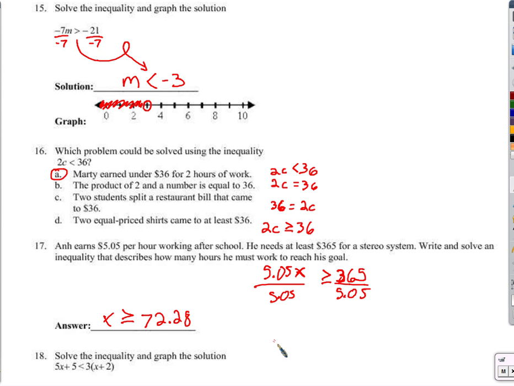And with hours, we can be that precise, right? She can work for 72.28 hours, or maybe 72.3 hours. So if she works 72 and a half, she knows that she's got it. She doesn't have to work any more than that.